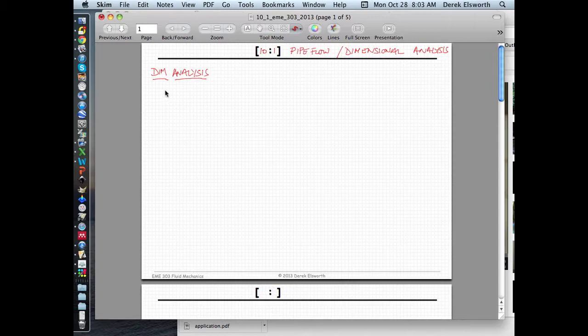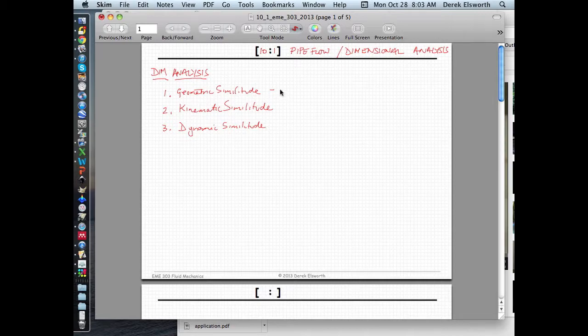geometric similitude, kinematic similitude, and third was dynamic similitude. And so you'll remember that the requirements for geometric similitude was that if it's a shrunk down model, all the dimensions have to be the same.